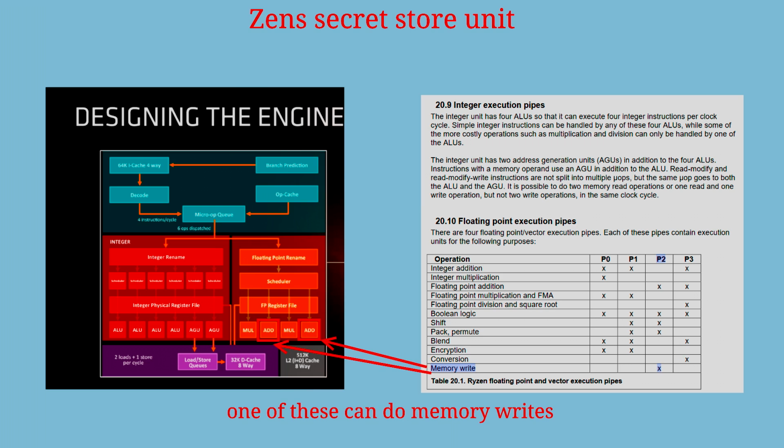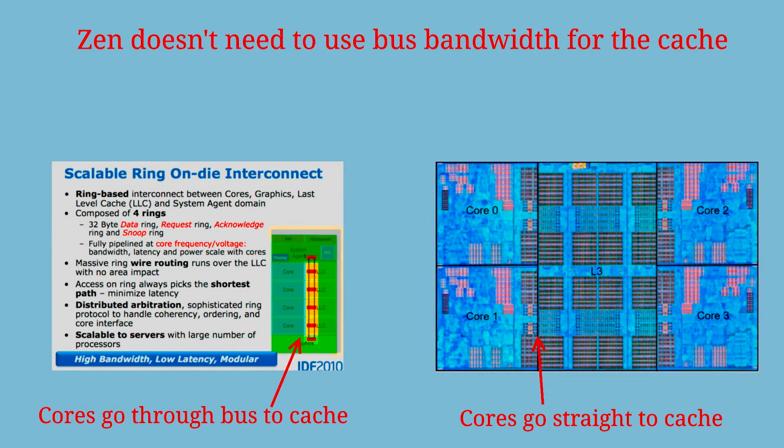Not only that, but also remember that the ring bus goes through the L3 cache, whereas the Infinity Fabric doesn't. That means the L3 cache bandwidth is also used by the ring bus, which could reduce the available bandwidth for memory accesses.